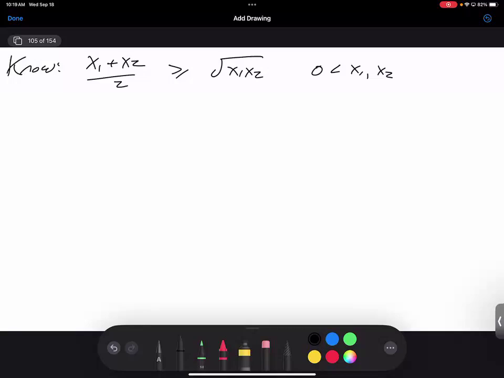Building on the success for the arithmetic mean, geometric mean, what do you think we should try to do next? I've taken the average of two numbers two different ways, and I have a relationship. How would you try to generalize the arithmetic mean of two numbers? What might come next? Okay, good. Which do you want to do next? Three numbers or four numbers?